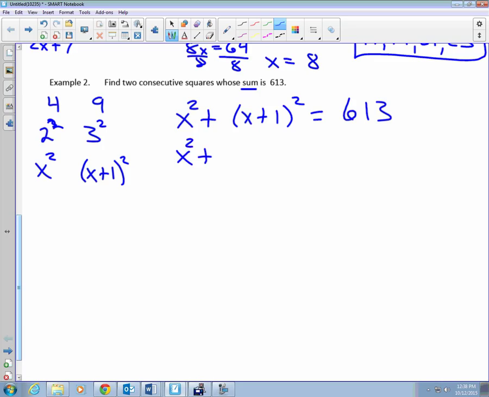How do I square x plus 1? Foil it out. What do you get? x squared plus 2x plus 1, plus x squared equals 613. Good.